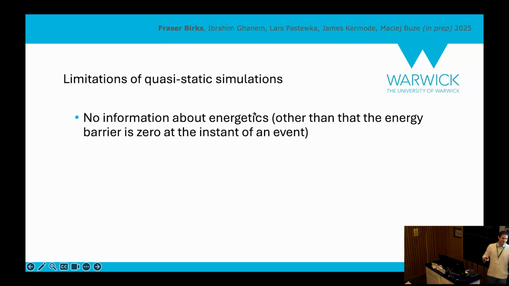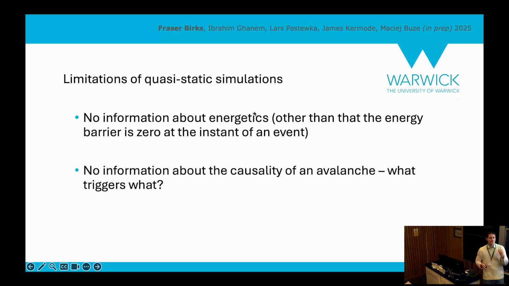quasi-static simulation, everything happens all at once in the same time step, you don't know anything about the causality of an avalanche. So it doesn't tell you anything about which bond breaks first, and then how those bonds break subsequent bonds, right? And this is something that has just been accepted in the literature for years, that this isn't something that you can really do. And there's only very few attempts to try to address this, right?